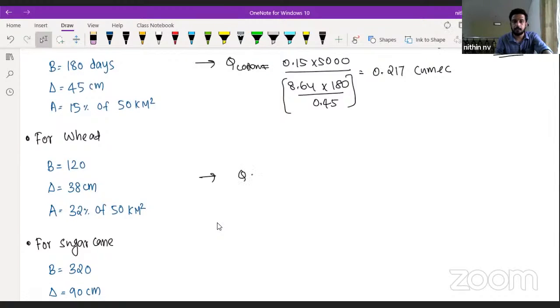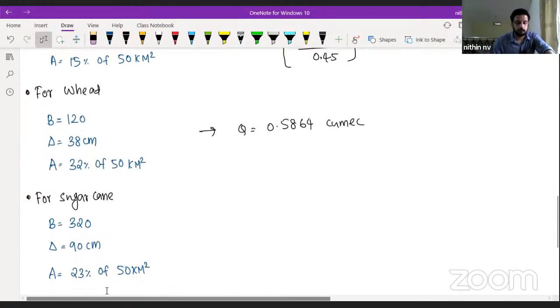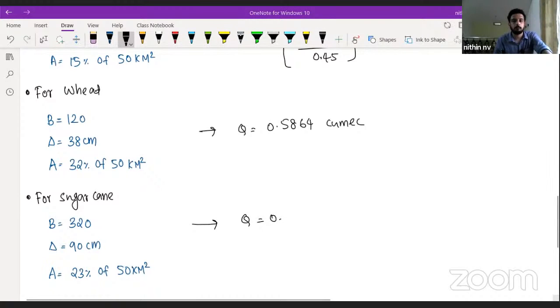Similarly, for wheat we are getting 0.58 something. Am I right? Approximately. Yes. Then for sugarcane, we'll be getting 0.3743. Okay, thank you. Q is equal to 0.3743. All are getting the same answer. Take your time and do. No issue. Yes, very good.